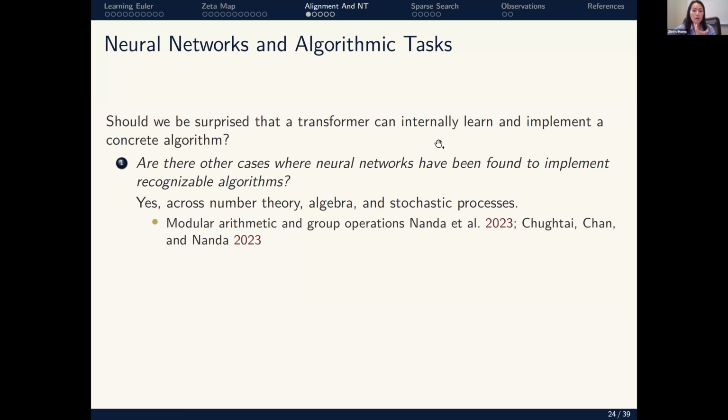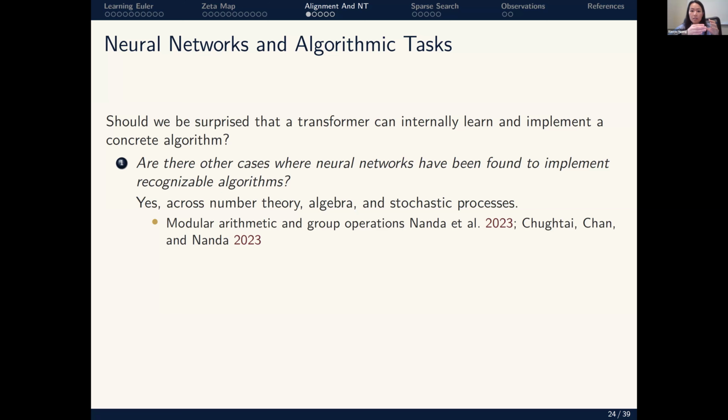The first example is modular arithmetic. This is done in Nanda et al. So basically, when a transformer model is trained to predict addition results of a congruence class a plus b modulo p, what it does is map a and b, these congruence classes, to the unit circle, and do the operations there. So this is basically what we teach in elementary number theory, this clock method.